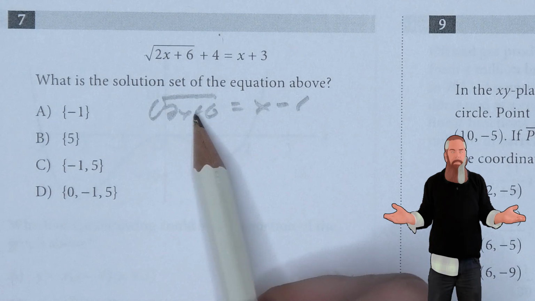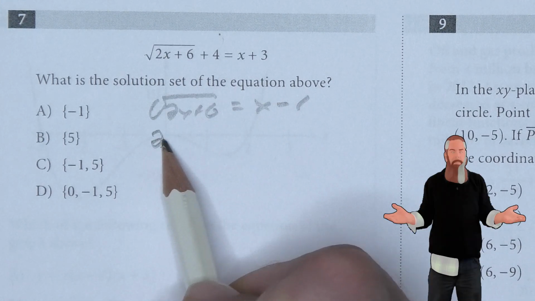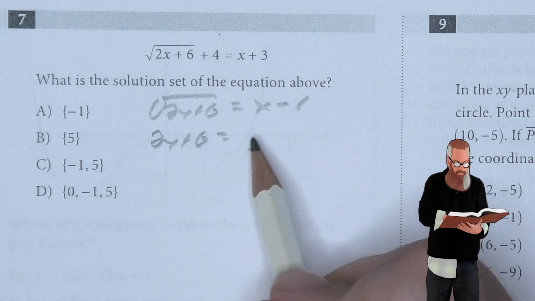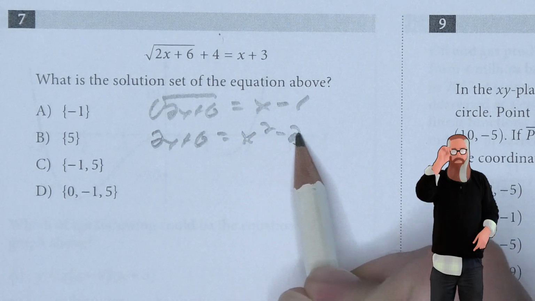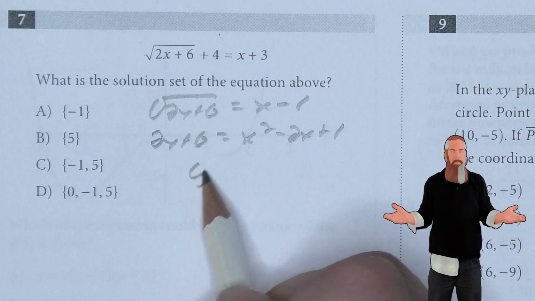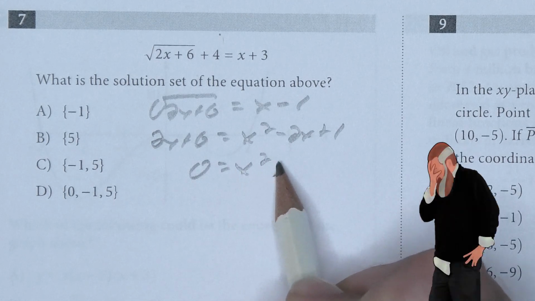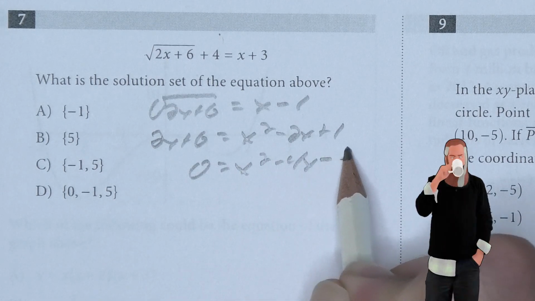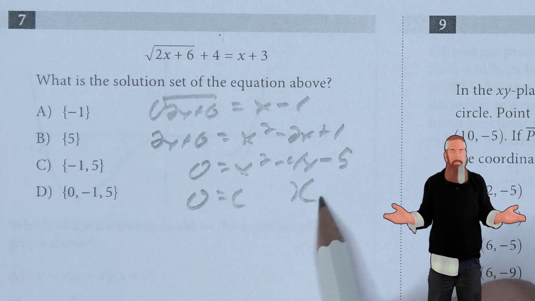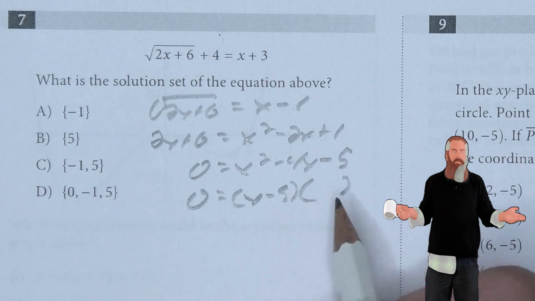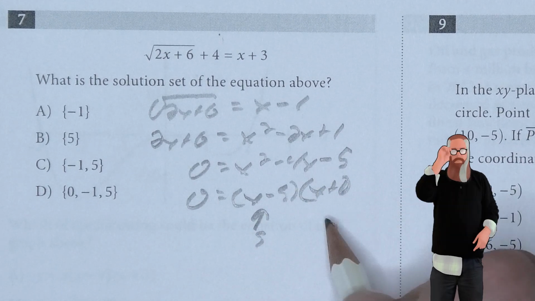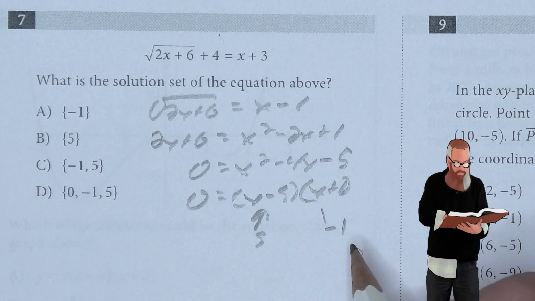Now, to get rid of this square root, how about we square both sides so that we get 2x plus 6 is equal to x minus 1 squared, which would give us x squared minus 2x plus 1. Move everything to the same side of the equal sign so I can have 0 is equal to x squared minus 4x minus 5. Now I can factor this and see that 0 is equal to x minus 5 times x plus 1. This means that 5 is an answer and that negative 1 is an answer.